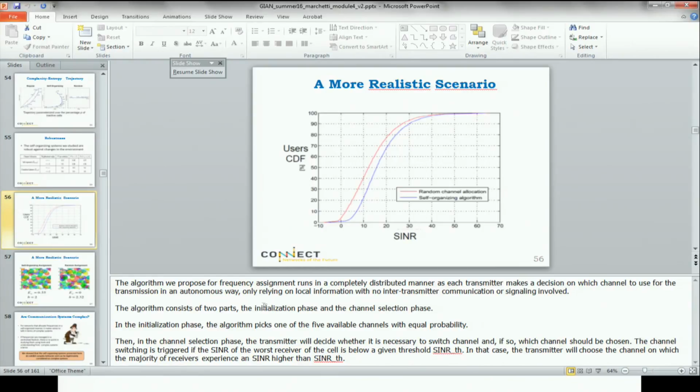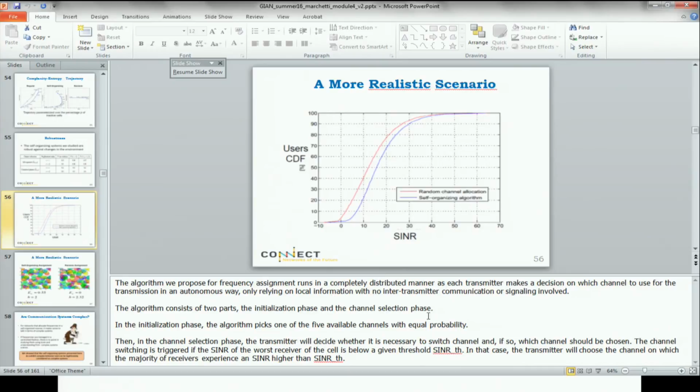Okay, so maybe I can give you some details. First of all, it's distributed. You rely on local information, so what you see in your environment, but you don't have inter-cell transmission. It's completely distributed. There are two parts: an initialization phase where you pick one of 5 available channels with equal probability, so you just have to start somewhere.